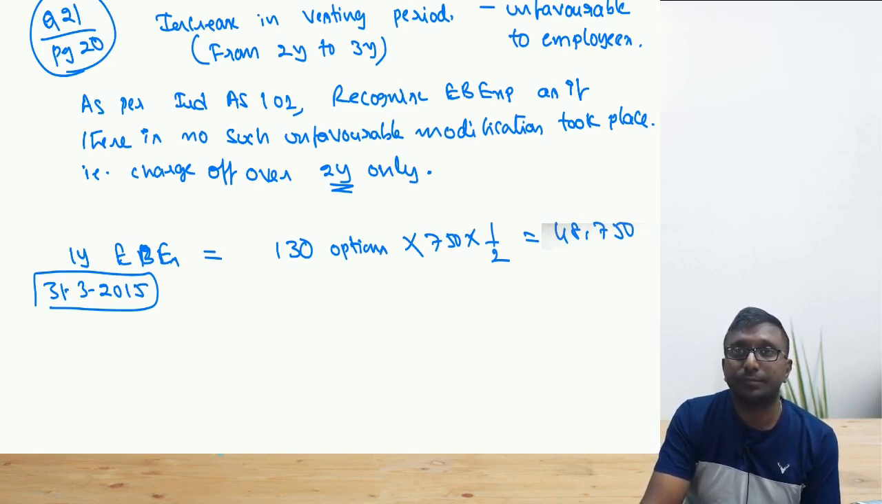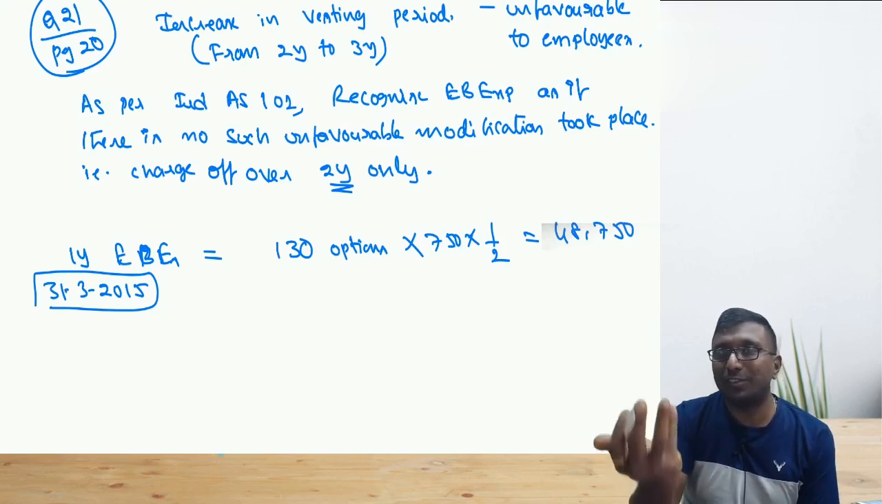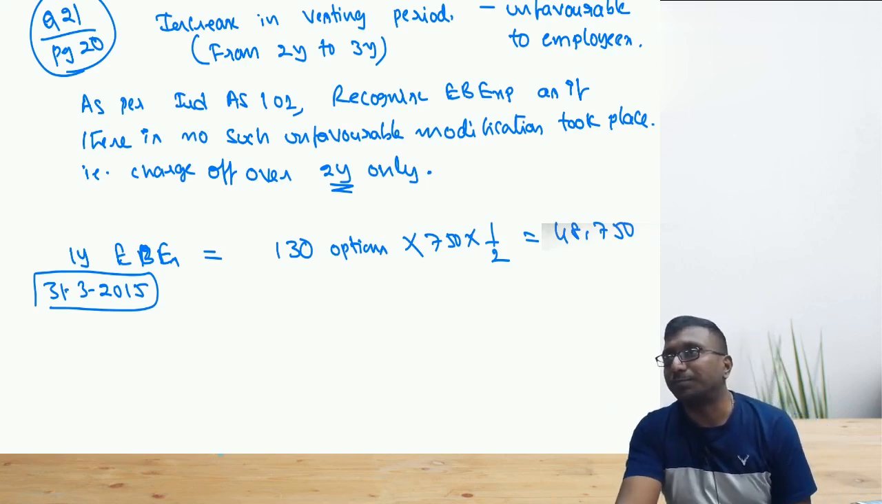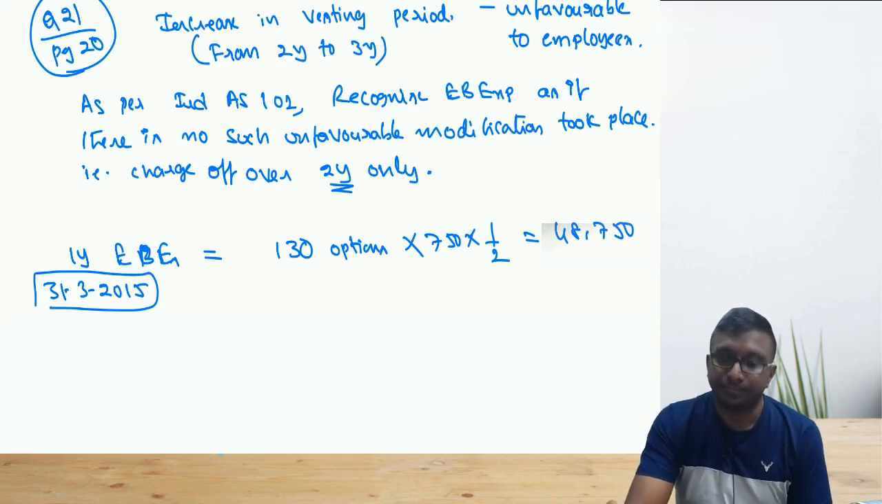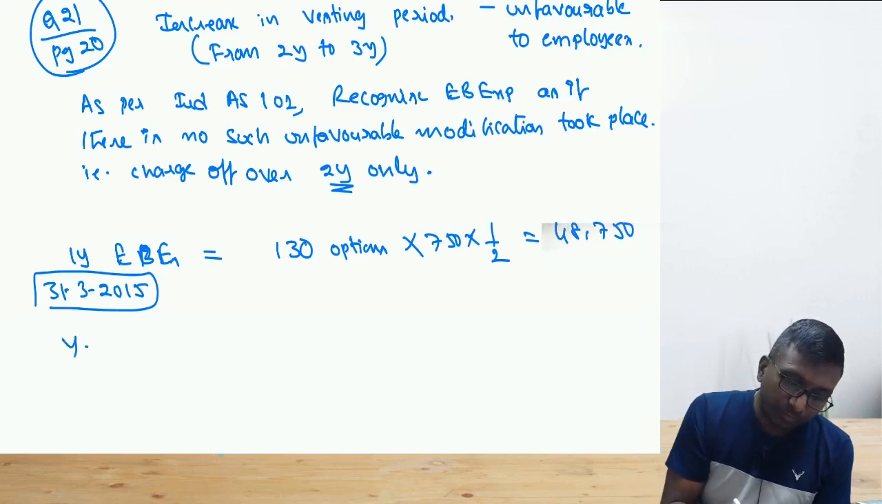48,750. Understood? Day one estimation is irrelevant to us. We never consider day one's estimation. We will consider estimation only as on the first year ending, second year ending, third year ending, like that. Right. Y2.